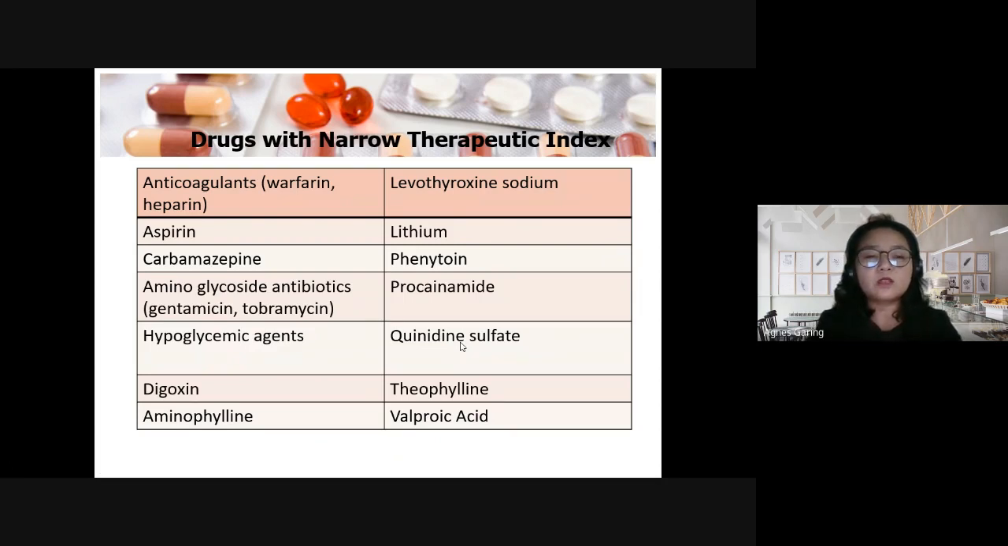So next is the drugs with narrow therapeutic index. So why do we need to know this? Because if we see these drugs already in the patient's chart or sa reseta ng pasyente, we need to be aware and vigilant of the other drugs that are prescribed with this because these are drugs with narrow therapeutic index. So kapag merong interaction with the other drug, possible na a slight increase or decrease in the drug concentration might cause already toxicity or loss of efficacy.